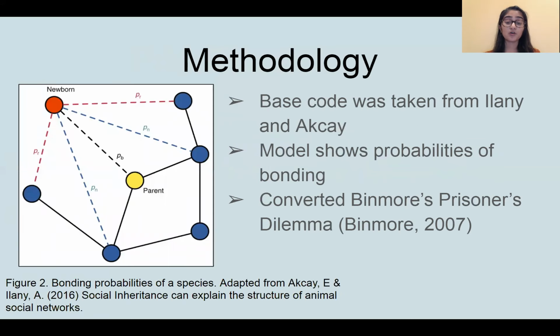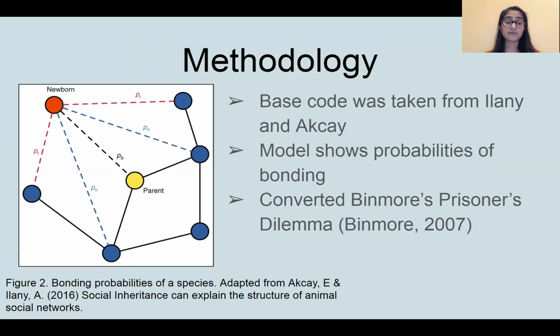The base for my code is taken from Ilany and Akçay's code over social inheritance and the structure of animal social networks. The code uses dynamic generative models based on simple processes to predict network scale patterns that those processes are expected to produce, and then they compare them with observed networks. The model gives implications for how the inheritance of positions in social networks is interpreted. It allows for the estimation of social inheritance by using the random bonding parameters of Pn and Pr.